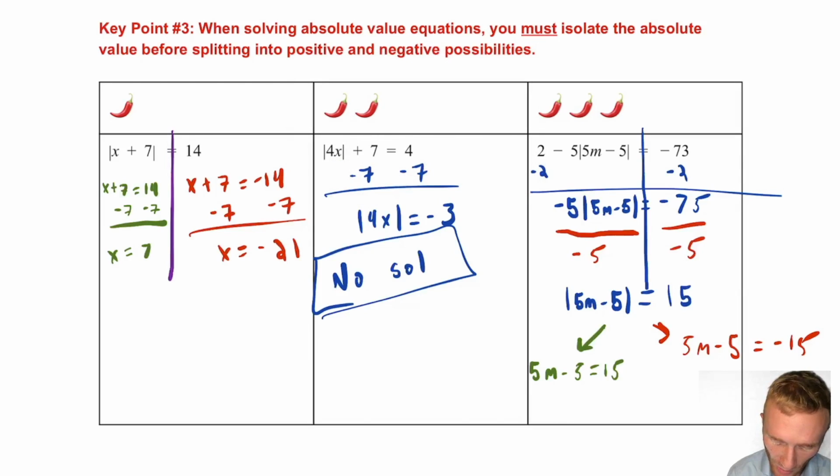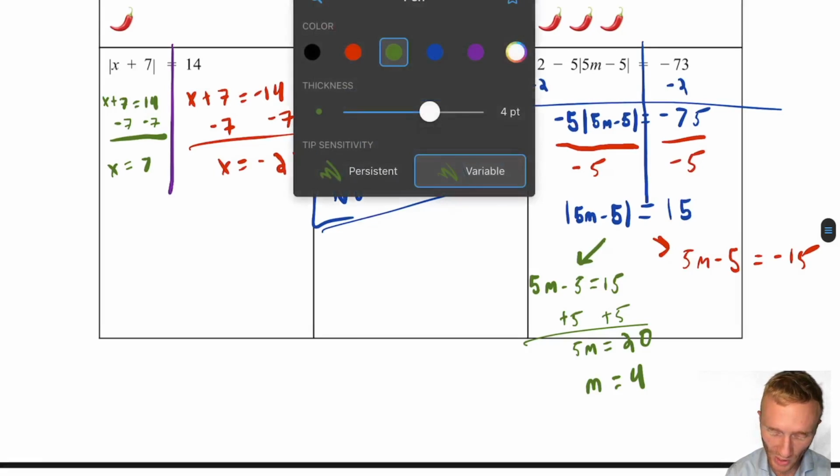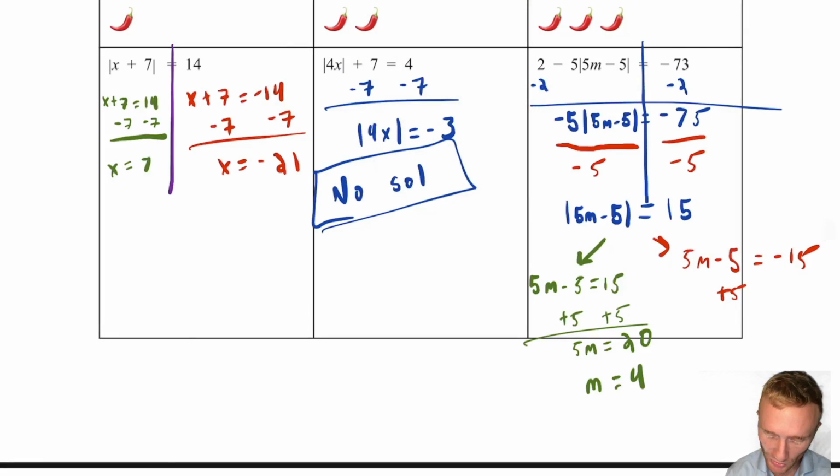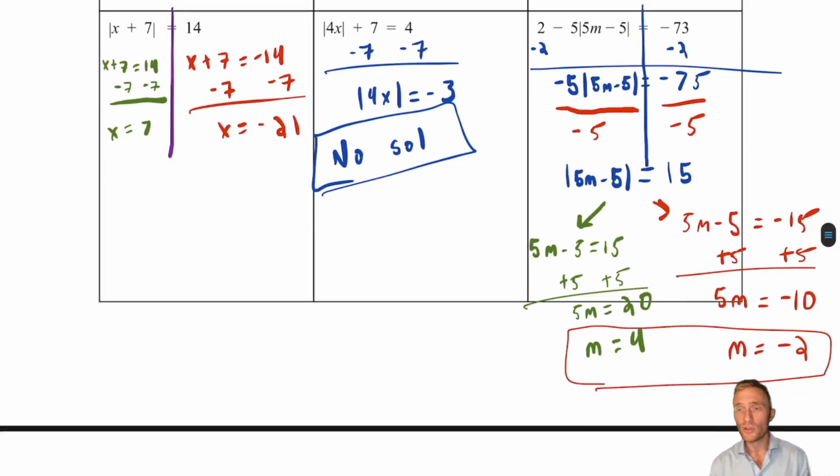So quickly solving these out, if we added 5 to both sides, we'd have 5m, 5 times some number is 20, and so dividing by 5, I'll just skip the step there, m would be 4. And then finally on the other side, very similar process, add 5 to both sides. 5 times some number is equal to negative 10, and so that number must be negative 2. You check those answers, you'd see that they both work for this problem. Number one key point here, you must isolate the absolute value first.